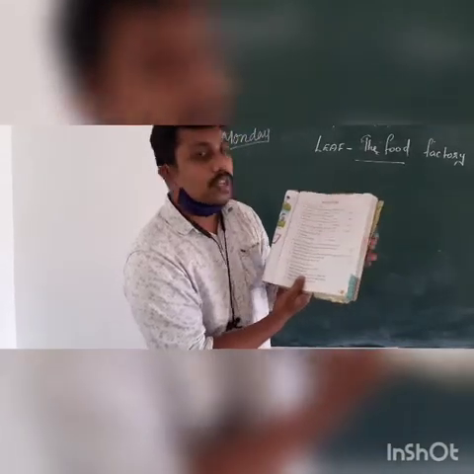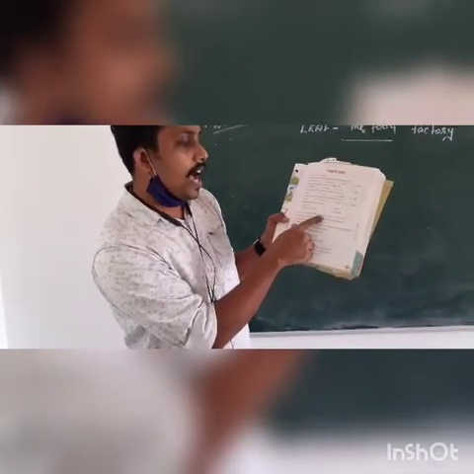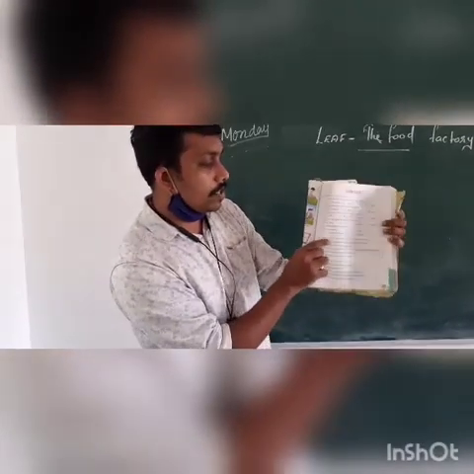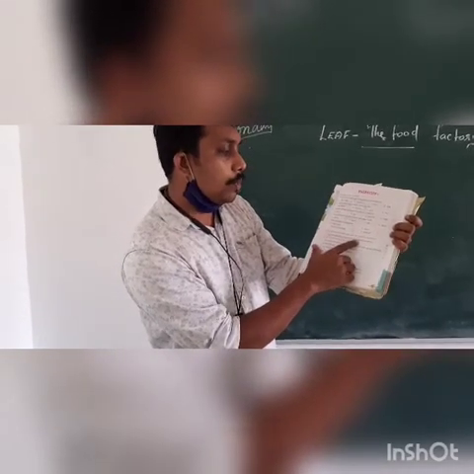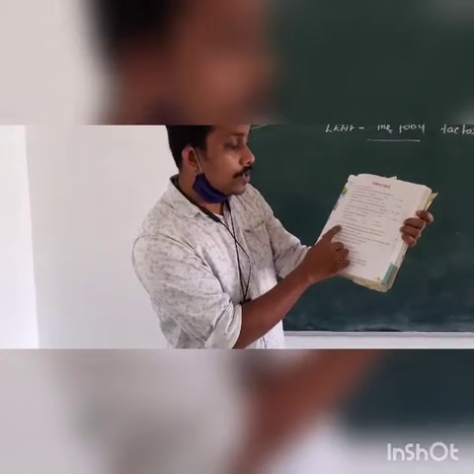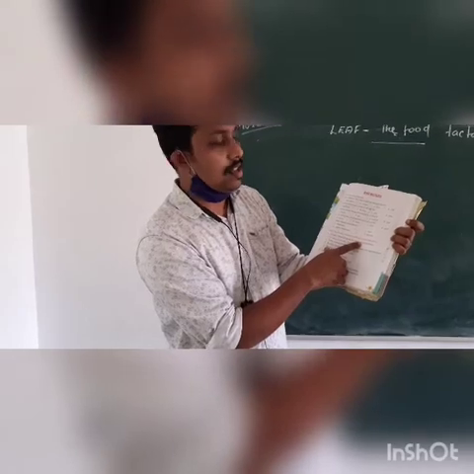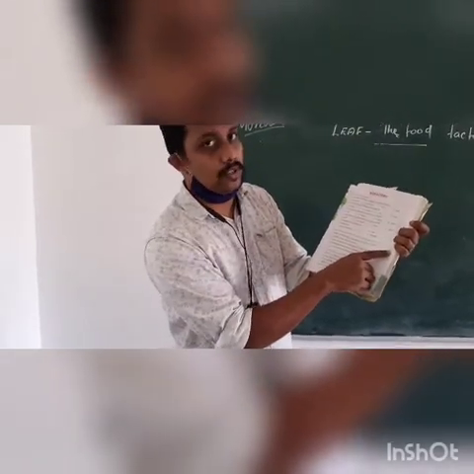The next one is true or false. Write T for the true statement and F for the false statement. Look at the first statement: oxygen is absorbed during the process of photosynthesis. Oxygen is released. So the sentence is false.